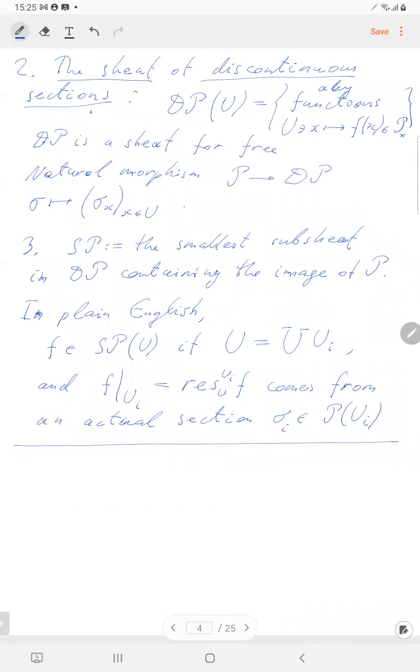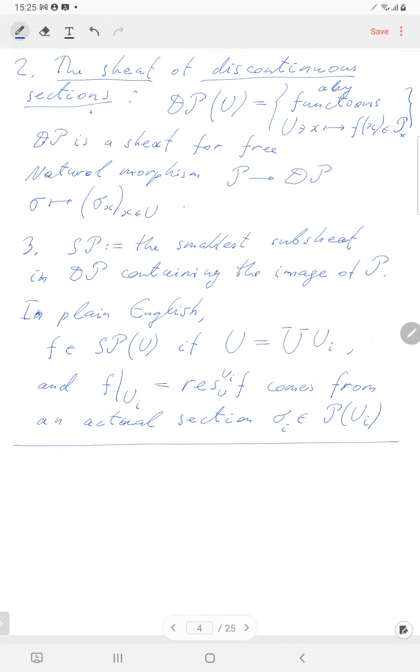Can I ask a question? Yes. Is D P a sheaf? Oh yes, certainly. Just for trivial reasons, because it's just functions. Any functions form a sheaf, for trivial reasons. If you think about it, it's absolutely evident. You can glue functions. So any presheaf of functions is a sheaf. It's for free. Okay. So far so good.